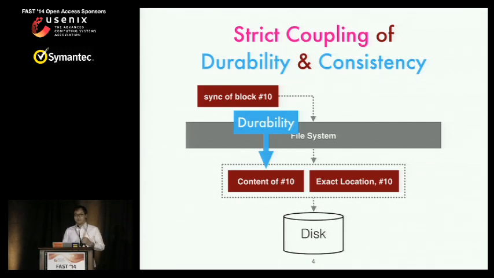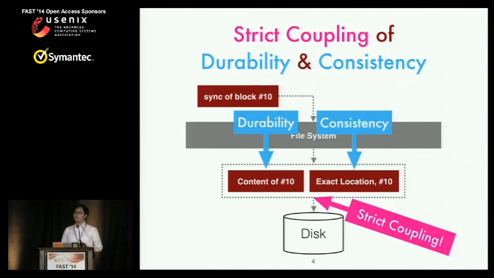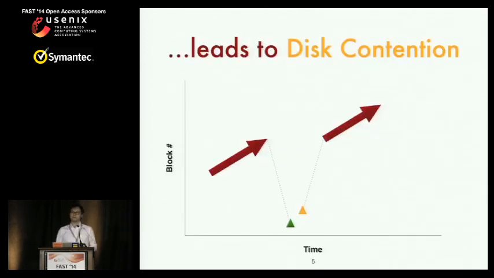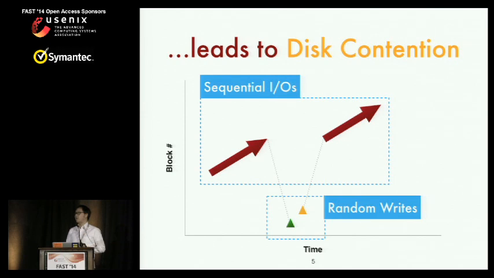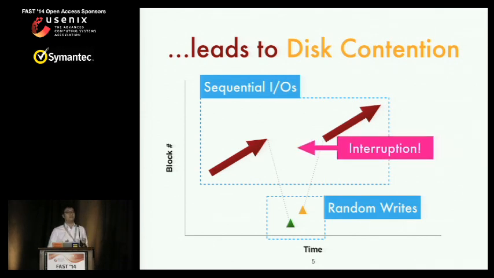Durability means that for every durable request, the content has been written to the disk, while consistency means that after the crash, the content can be read from the exact same location on the disk, in this case, block number 10. This strict coupling in I/O semantics is hard to solve, and it can lead to disk contention. Whenever we have a random write, we have no choice but to interrupt these nice sequential I/Os and seek to the right location on the disk for random writes. And this can cause performance degradation that we talked about earlier.